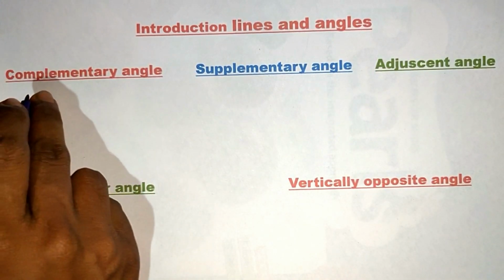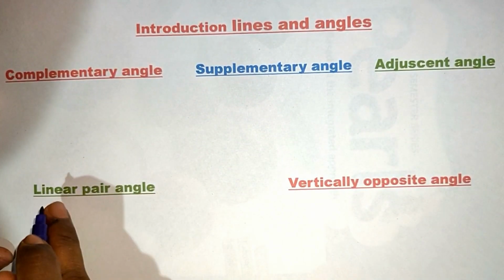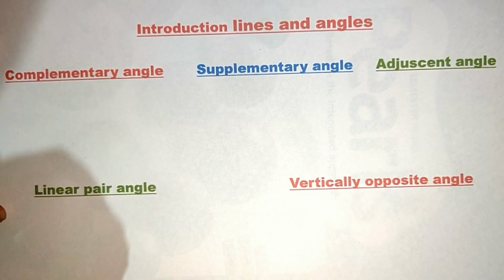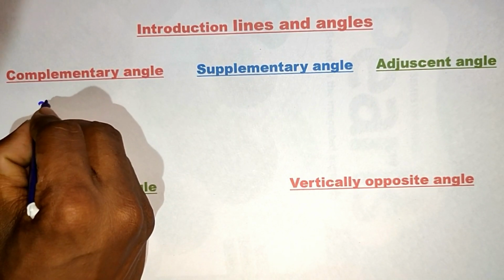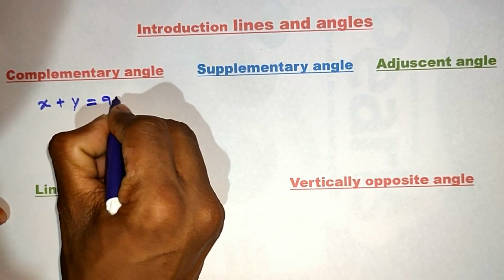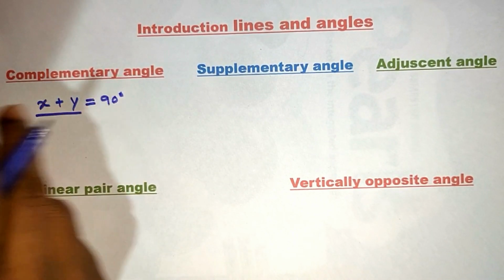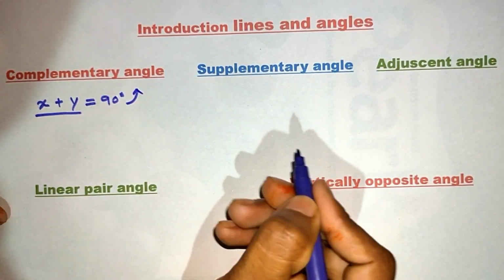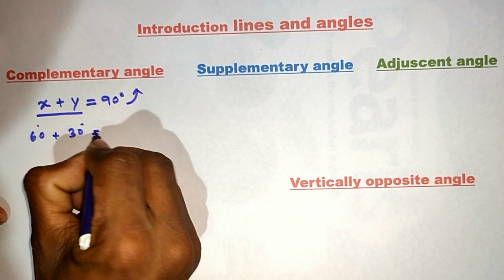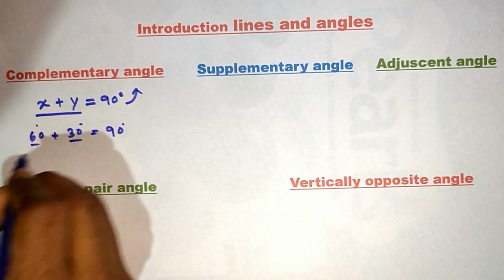Besides these angles, there are other different types of angle called complementary angle, supplementary angle, adjacent angle, linear pair angle, and vertically opposite angle. So what is a complementary angle then? Suppose two angles are there, x and y. If I add them and I get the result of 90, then they become complementary angles. That means if the sum of two angles is 90 degrees, then they are called complementary angles. 60 plus 30, these two angles are there. When you add them, you will get 90. So 60 and 30 are complementary angles.